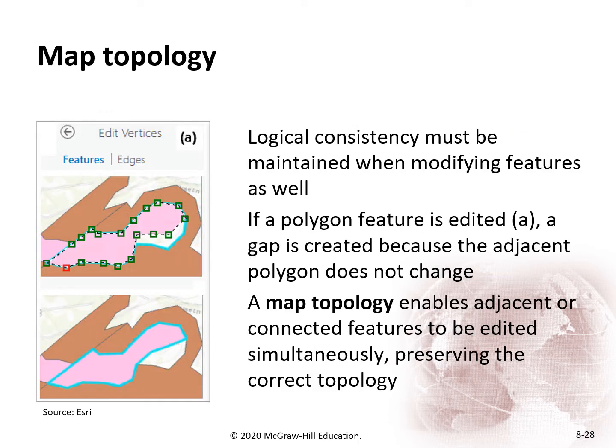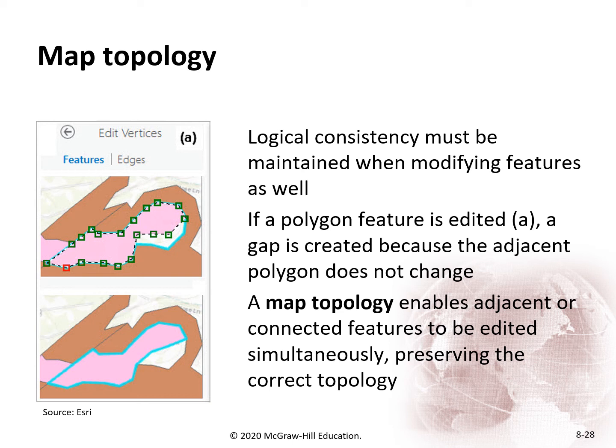We talked a little bit about topology and logical consistency and making sure things are maintained, those interactions, when we modify stuff. Map topology is a means of doing this without having formal topologic rules in place from the get-go. If a polygon feature is edited and it creates a gap, the adjacent polygon doesn't change. Okay, so you change that inside polygon, you just create a hole.